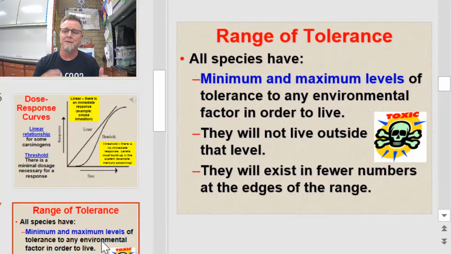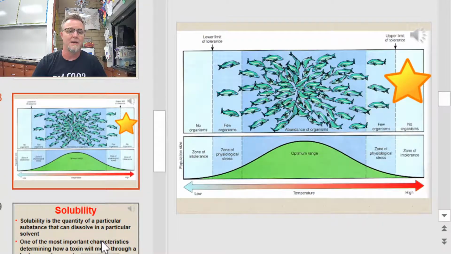There's a minimum and a maximum level that you have to be able to tolerate regardless of where you live or what you do. Okay, so in terms of minimum and maximums, at the minimum level, this is the minimum you can tolerate and still be okay, and at the maximum level, this is the absolute most that you can tolerate and still be okay.